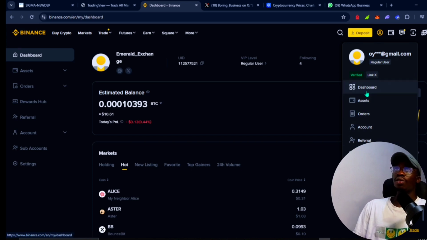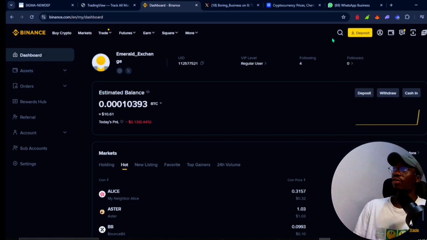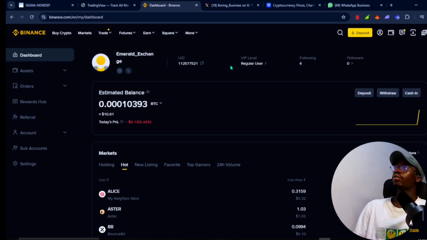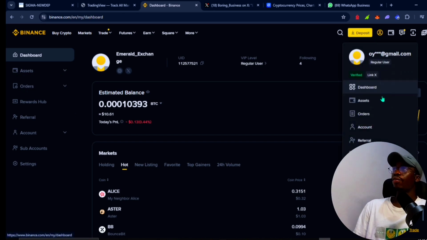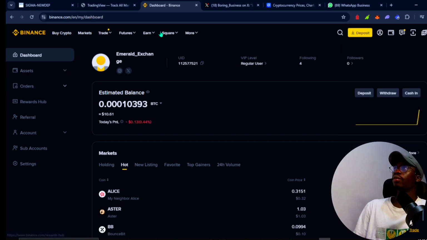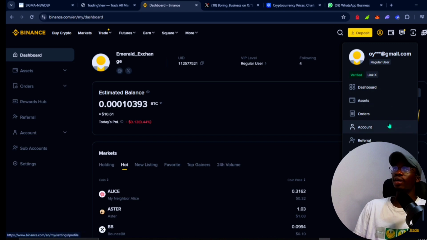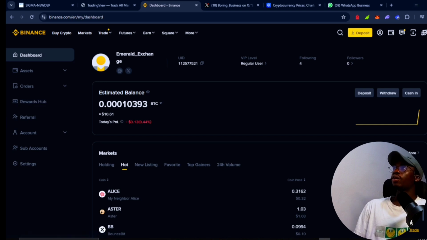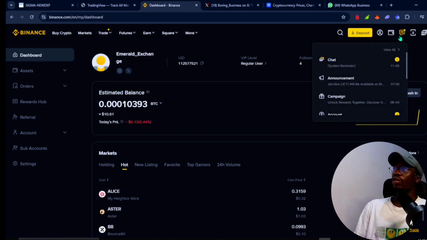Now this is your dashboard, which is where we are already, this screen. And as you can see, the dashboard here is also what we have here. So some of these things are quite repetitive. We have the assets menu here, where you can get to access your assets, like I mentioned from here. Then here you have orders, just like you have it here. Here you have your account, just like you have it here. Your referral, and many other things, just like we have it here. And here you get to see your notifications, your chat, announcements, and many other things here.